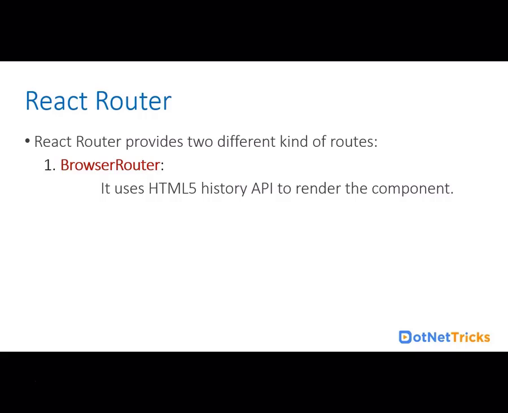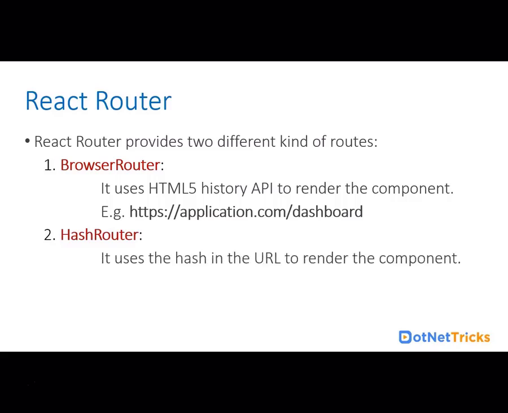Browser router uses the HTML5 history API to render the component. If you are using a dynamic server that handles dynamic URLs, then you need to use the browser router component. In browser router, we write a URL like the domain name followed by the route name. Second is the hash router. In hash router, it uses the hash in the URL to render the output or a component.